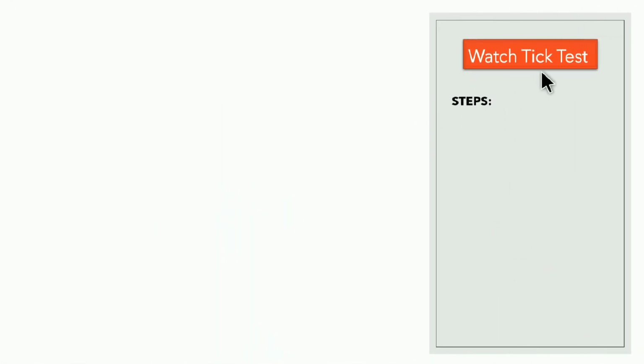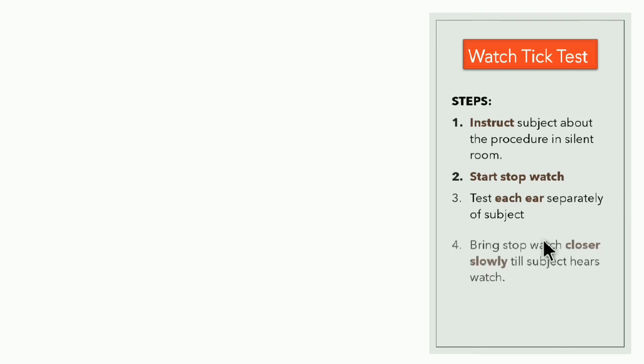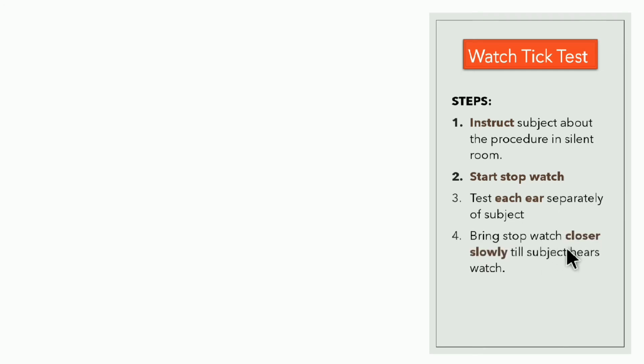Now next is the watch tick test. What are the steps? First, again instruct the subject about the procedure. Here also the silent room is very essential for hearing the ticking of the watch. Then start the stopwatch, and ask the subject to close one ear. So you have to test each ear separately. Then bring the stopwatch closer and closer to the ear of the subject, and you have to bring it till the subject hears the sound.